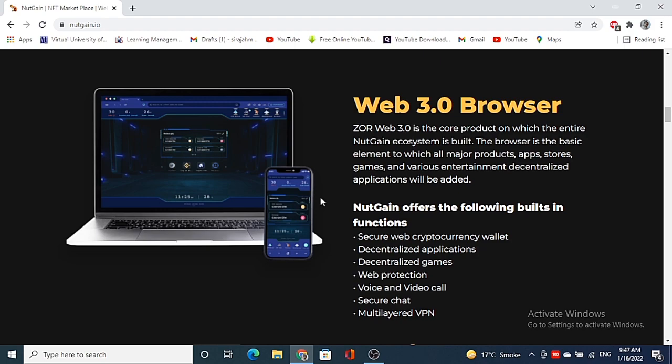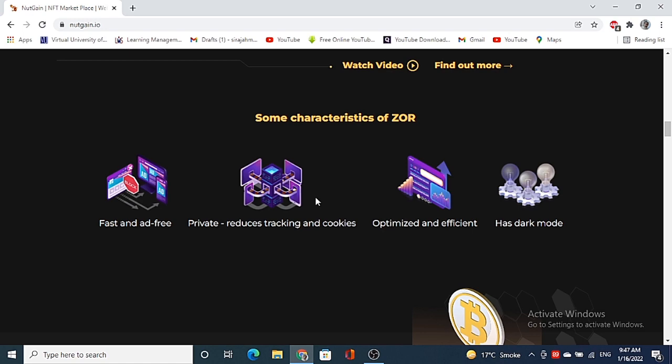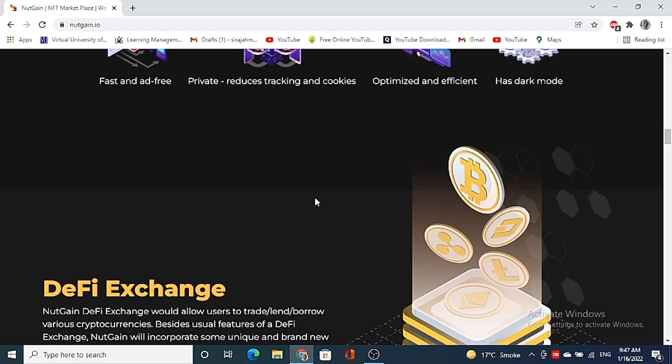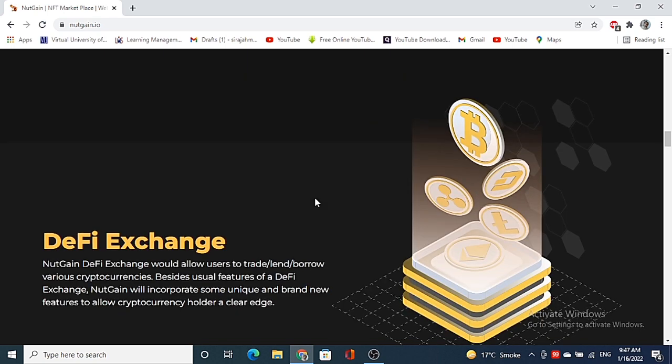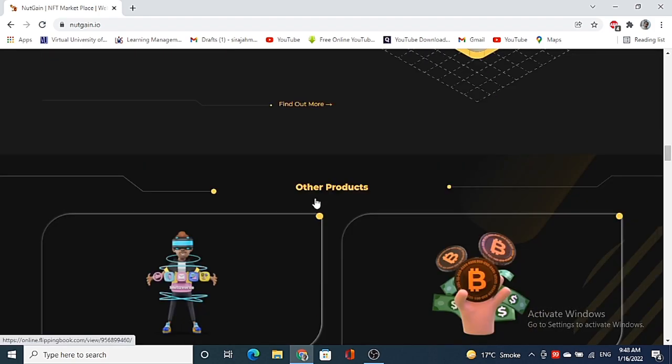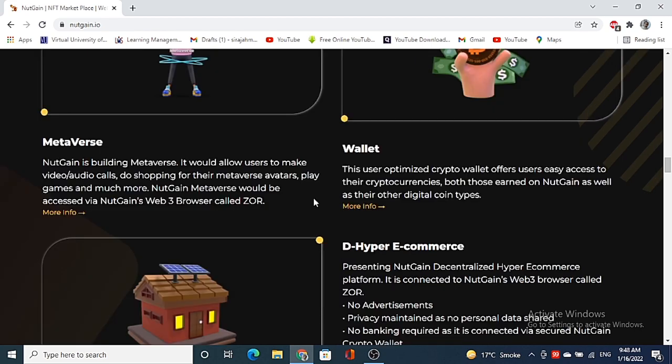Let's see what its DeFi exchange offers. Users of the NutGain DeFi exchange would be able to trade, lend and borrow multiple cryptocurrencies. NutGain will have certain unique and fresh new capabilities in addition to the standard elements of a DeFi exchange to provide holders a distinct advantage. Some other products include the Metaverse wallet and DeHyper e-commerce. It will be listed on PancakeSwap, BSC Scan, CoinMarketCap, CoinGecko, Pixel and Interfere Network. Some of the other products, as you can see on my screen, are like this.